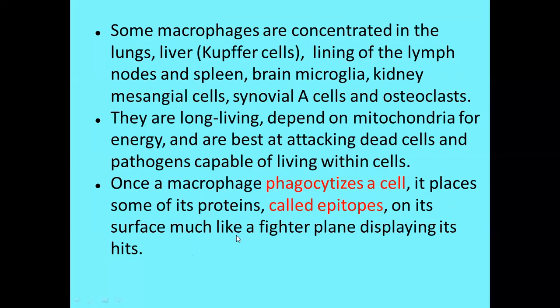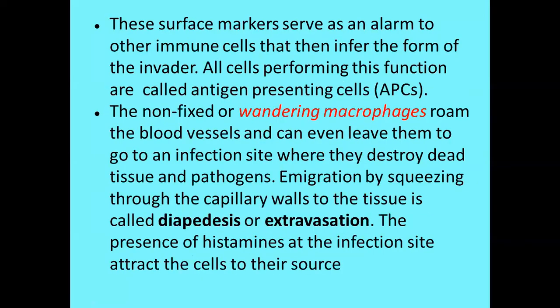And on its surface, much like a fighter plane, it displays its hits. When you take a fighter plane, there is a red laser pointer so that the point you have to target can easily be identified, and that is the exact mechanism of phagocytosis. I don't think there is more than all this theory, whether you understood or not, maybe in the next slide, the image you are seeing, you can easily understand what is happening in the phagocytosis mechanism.